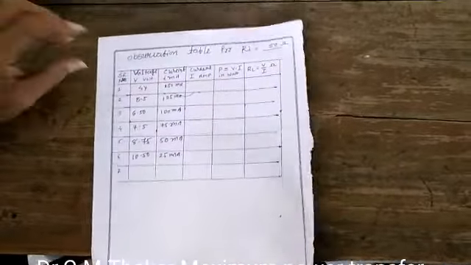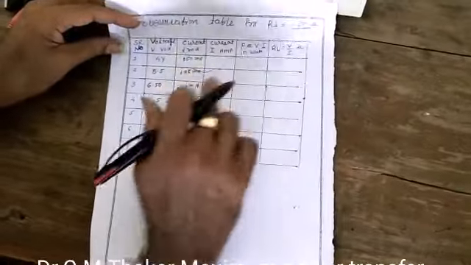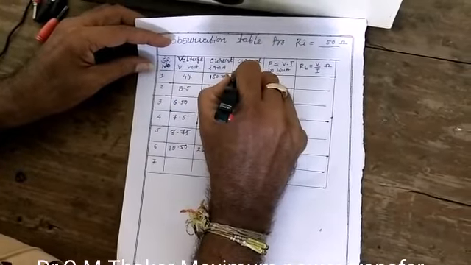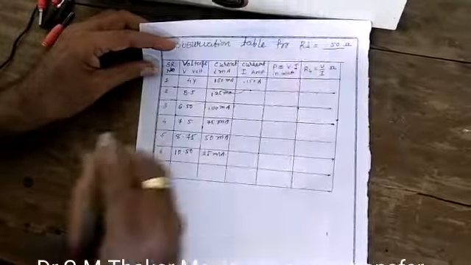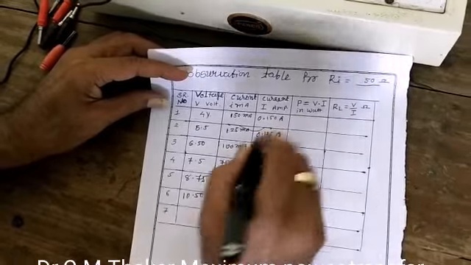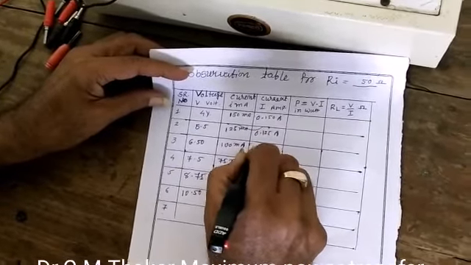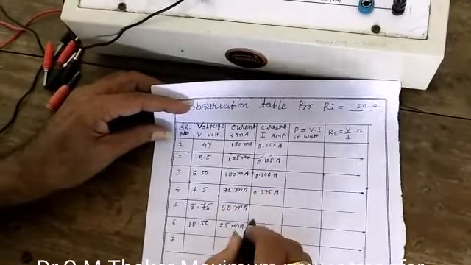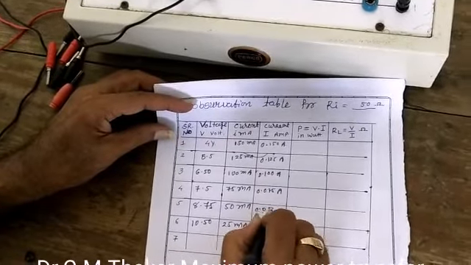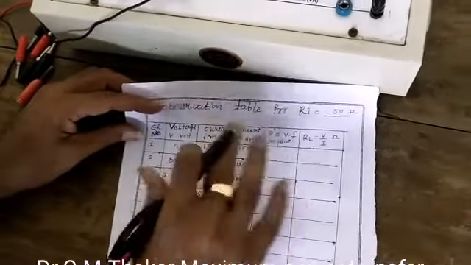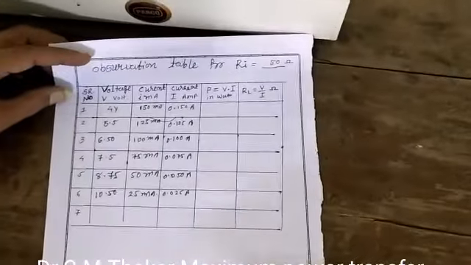Now I just have to calculate some very normal conversions. This is milliampere converted into ampere. So 150 milliampere is 0.15 ampere. This is 0.125 ampere, this is 0.100 ampere, this is 0.075 ampere, 0.050 ampere, and this is 0.025 ampere. Okay, the current conversions from milliampere to ampere are now completed.